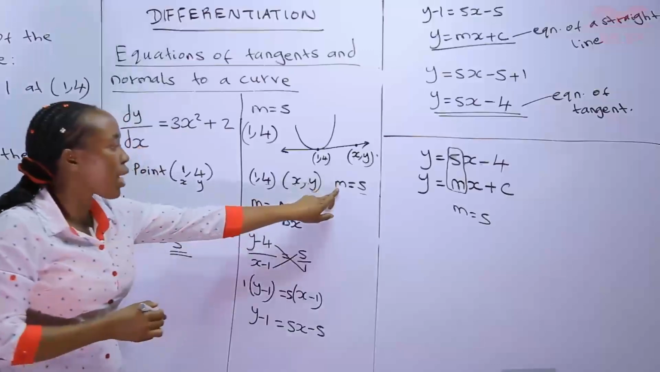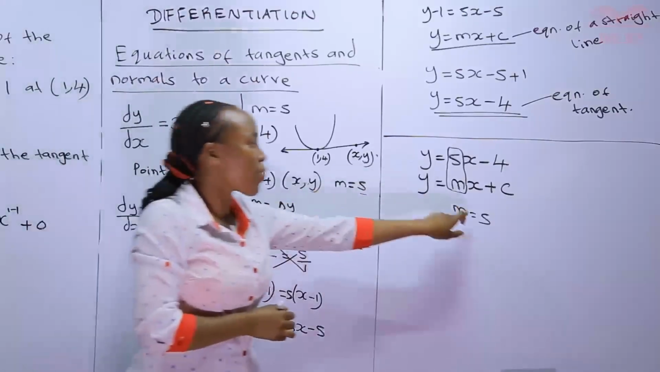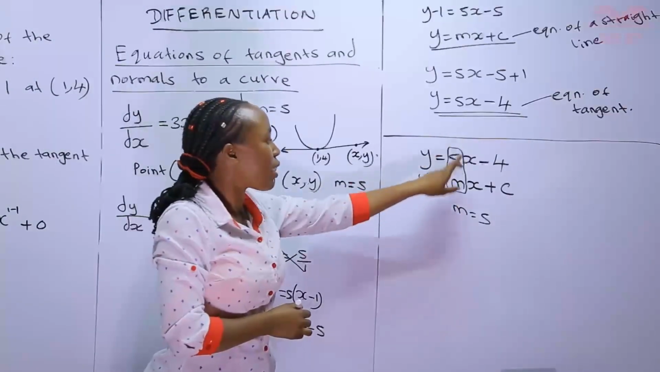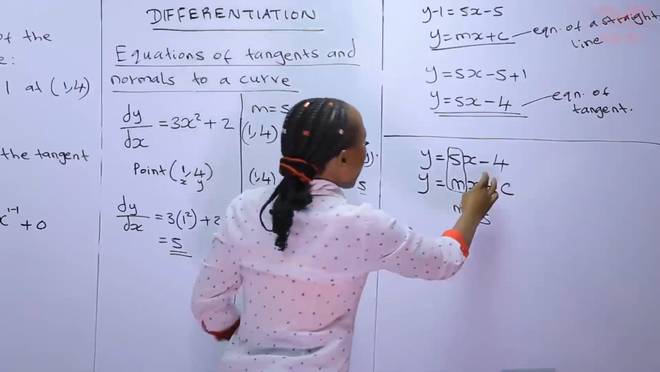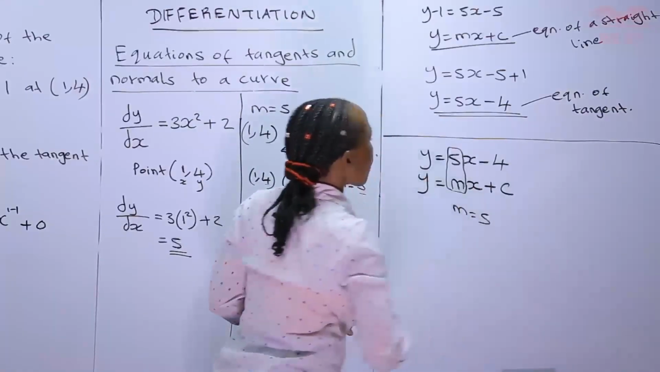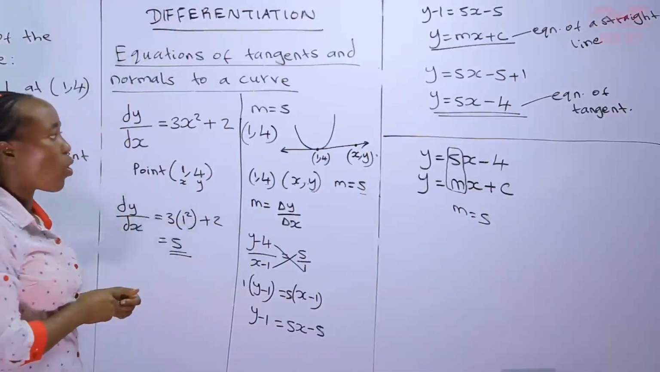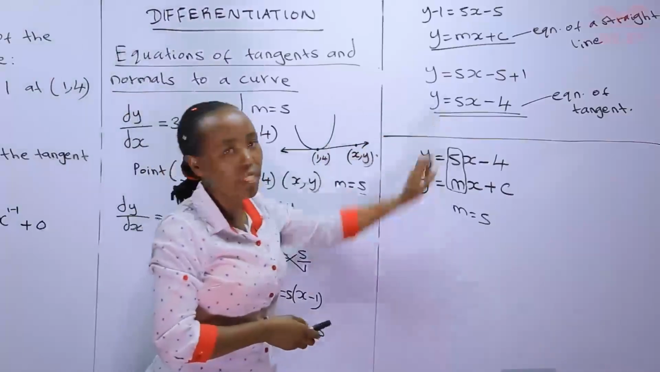And somewhere earlier we calculated the gradient as 5, so we can confirm that it's okay. And the y-intercept, it will pass through negative 1. So this is the equation of the tangent.